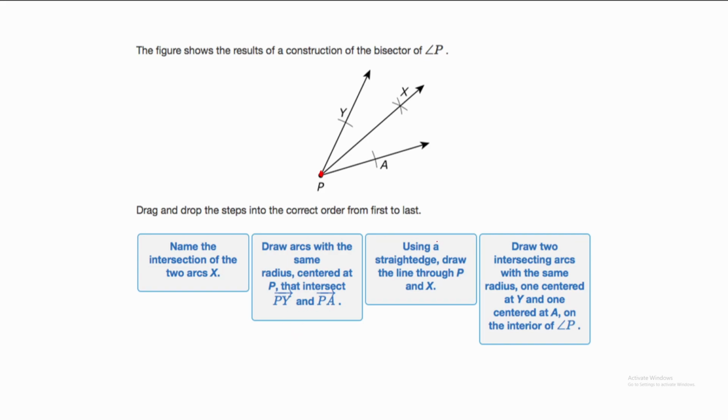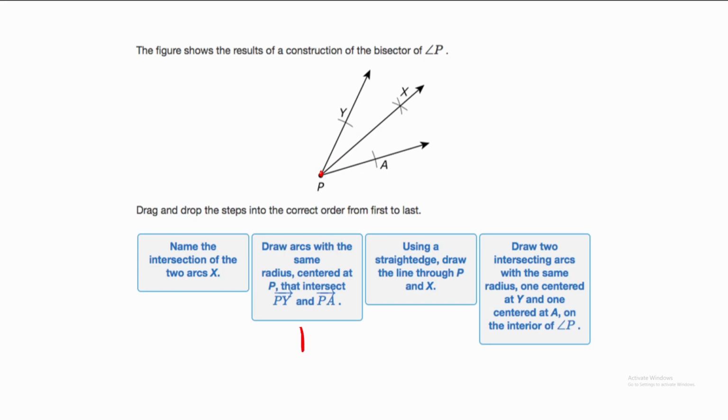Let's just read the other two first. Using a straight edge, draw a line through P and X. Wait, if we don't have X yet, like I said in the first step, then we can't do this. So that actually might be the last one. And let's read our last in this list. Draw two intersecting arcs with the same radius, one centered at Y, one centered at A. Well, Y and A shouldn't exist to start off with, right? Or they do, but we create those arcs. So this is going to be step one.